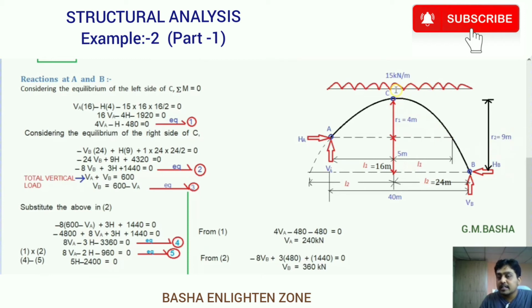Again this right side half of the span load, 15 into, what is the distance UDL is acting? 24. So we are taking distance from the center for the UDL into 24 by 2. 15 into 24 into 24 by 2. So taking clockwise. So therefore simplify, see here, minus VB into 24 because of the anti-clockwise, plus 9 into H because of the clockwise, plus 15 into 24 into 24 by 2. Sorry here, printing mistake. You take down here 15, this one.